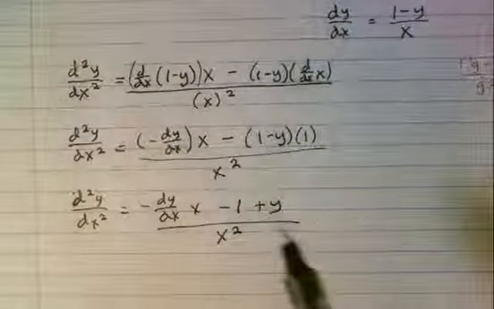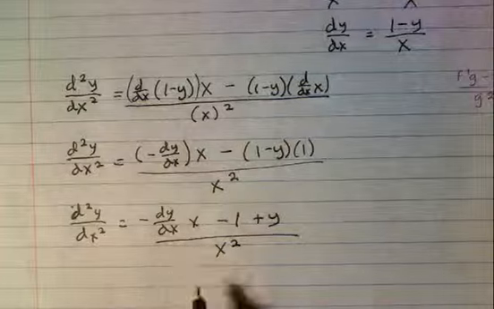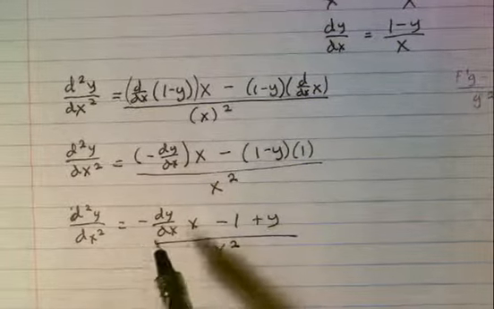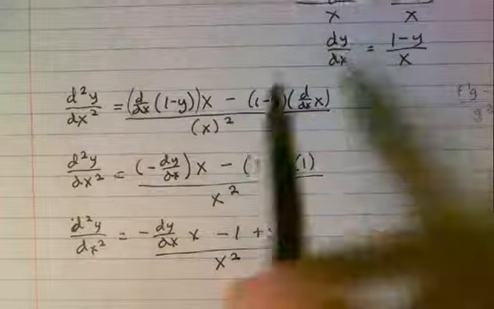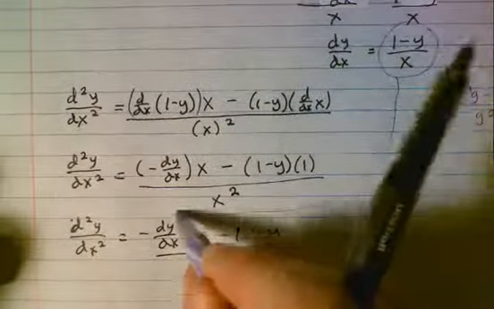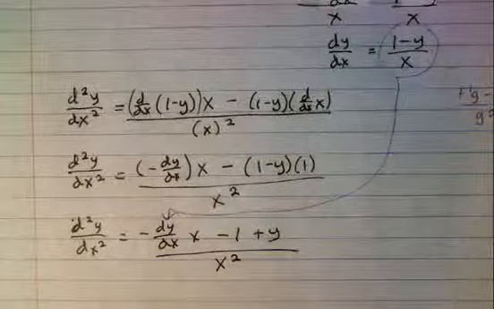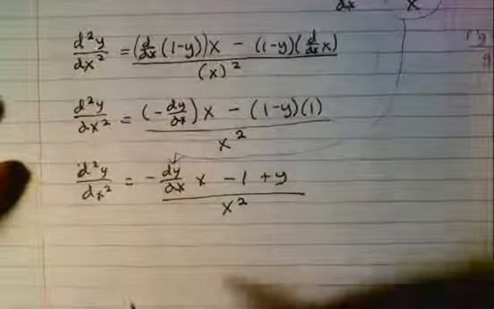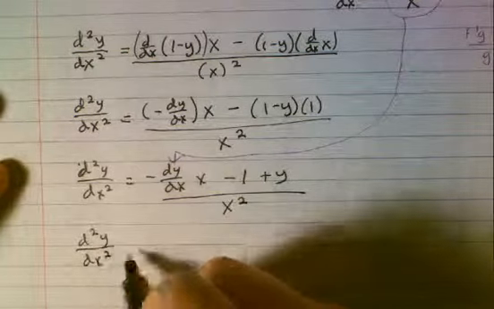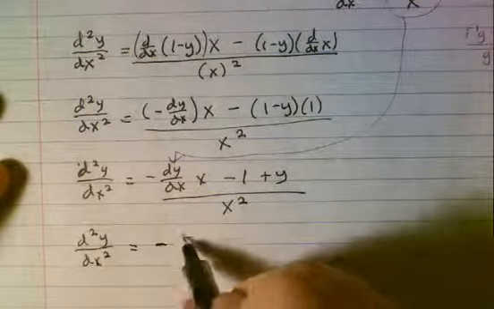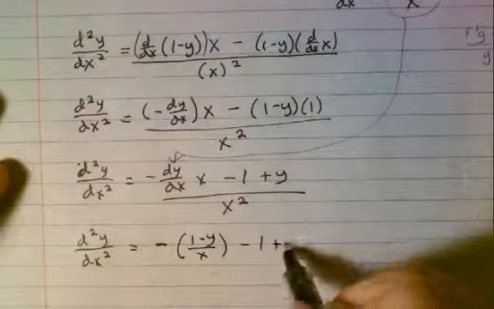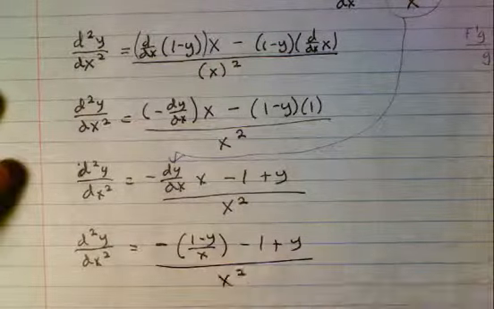Now this is all well and good, except that we really want to end with only x's and y's. We'd like to get rid of this dy dx if we can. And it turns out that right up here we know exactly what dy dx equals. It equals 1 minus y over x. So we can just substitute this right back in there. Second derivative of y with respect to x both times, got negative 1 minus y over x, times x, minus 1 plus y, all over x squared.